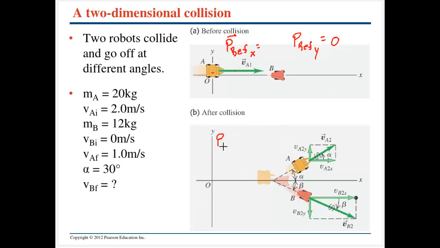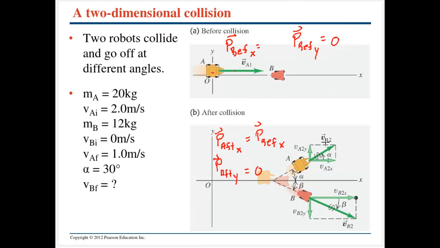We do the same thing down here, where now we're looking at the momentum afterwards in the x direction. That must be equal to the momentum beforehand in the x direction, and the momentum afterwards in the y direction must also be equal to 0. That was the momentum beforehand.